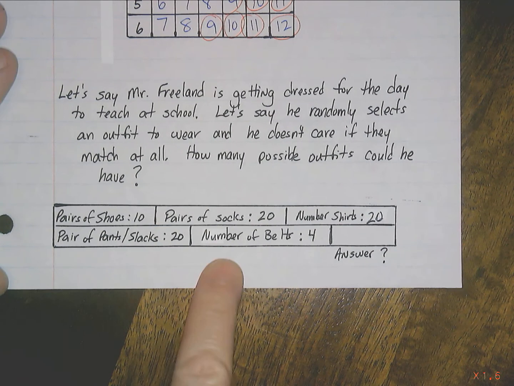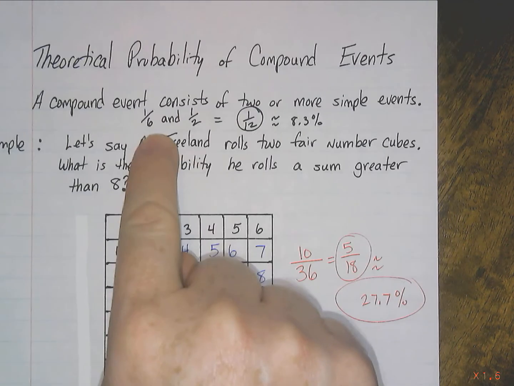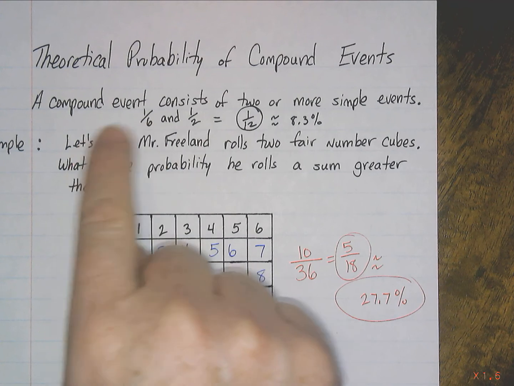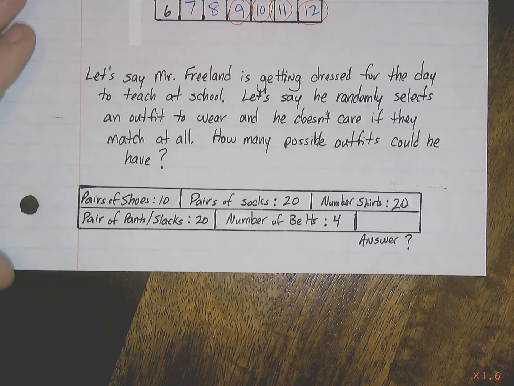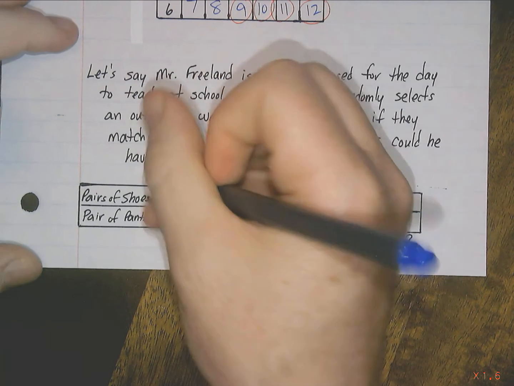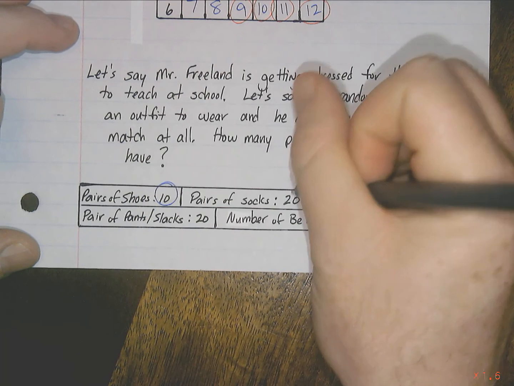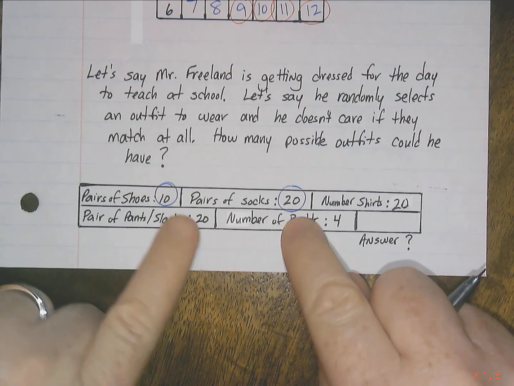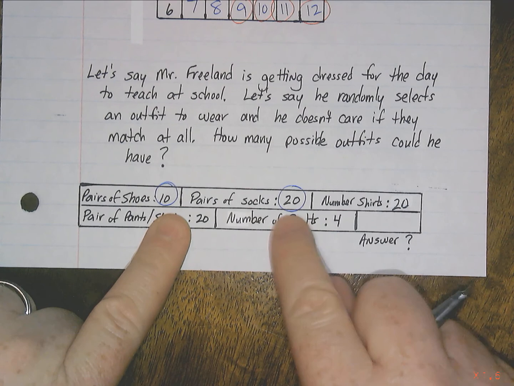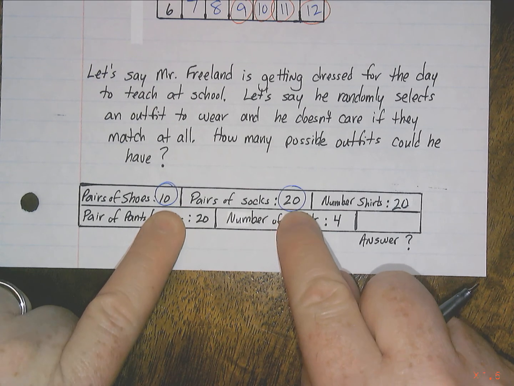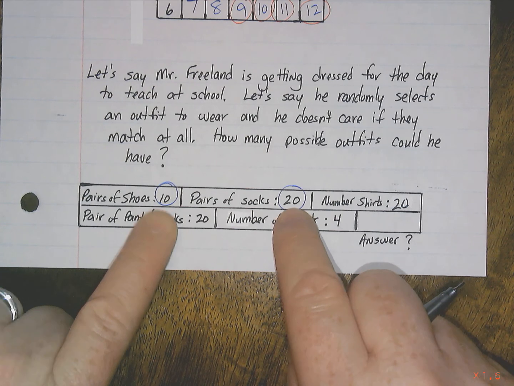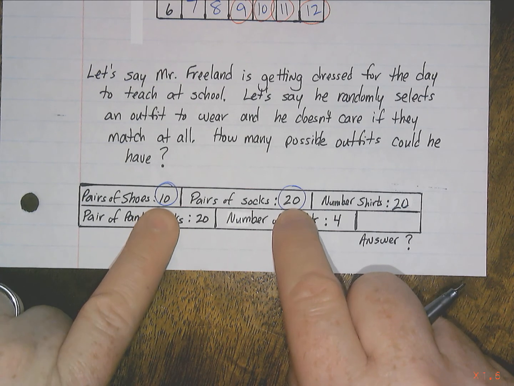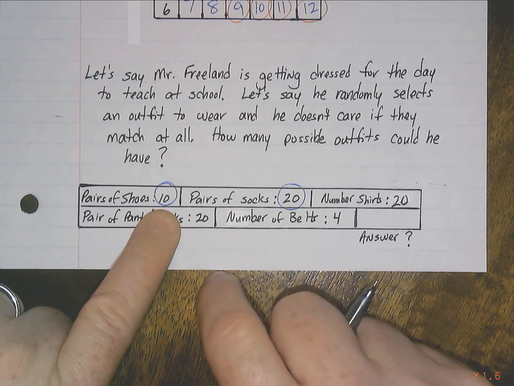Well, very similar to what we've talked about up here. You take the number of items you have, or the total number of outcomes for each event, and multiply them. So that's what we're going to do. I've got 10 pairs of shoes, 20 pairs of socks. Just imagine just those two items alone. 10 times 20 is 200. I could have 200 different combinations of shoes and socks. 200 just out of 10 shoes and 20 pairs of socks.